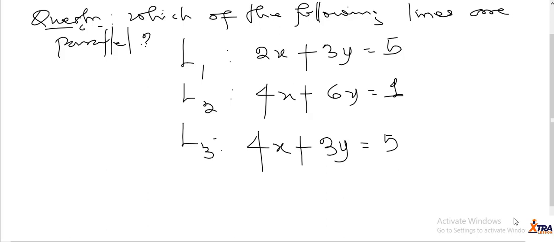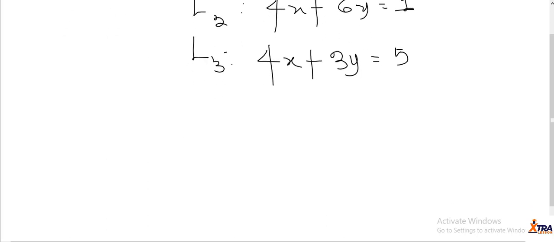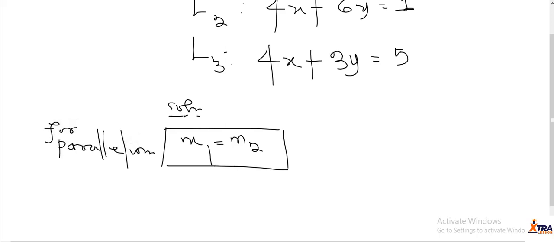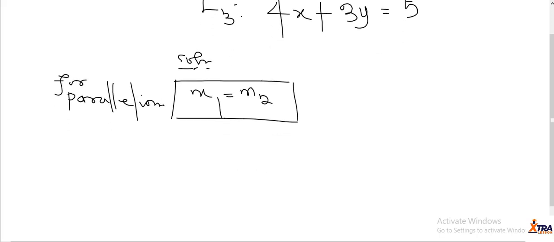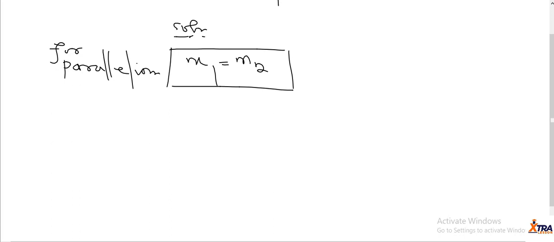So we know the condition for parallel lines: the gradients must be equal. That is, M1 must be equal to M2. So now we have to find the gradient of each of the lines, L1, L2, and L3. Solution: the condition for parallelism is that M1 must be equal to M2.